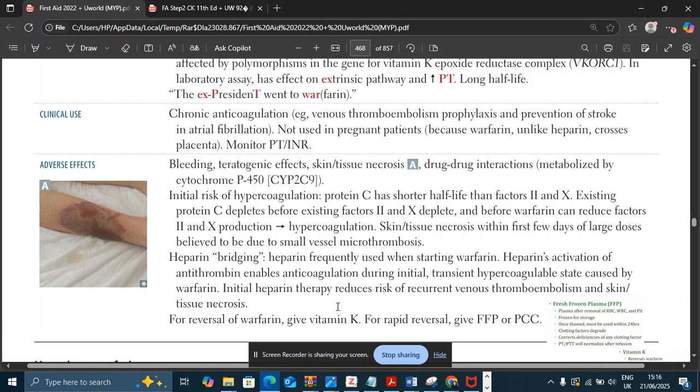I have seen questions related to warfarin, and they were asking which of the reversal agents has the immediate action for warfarin toxicity. So prothrombin complex concentrate has the immediate onset of action for reversal of warfarin toxicity.